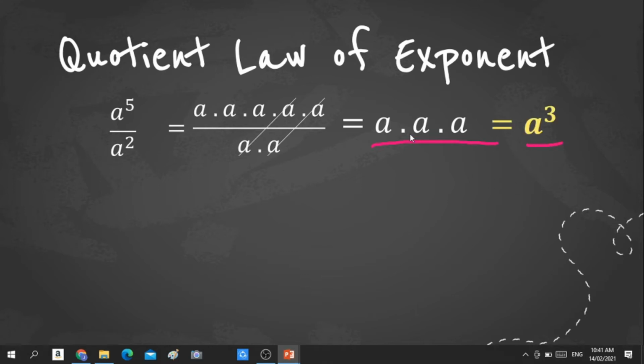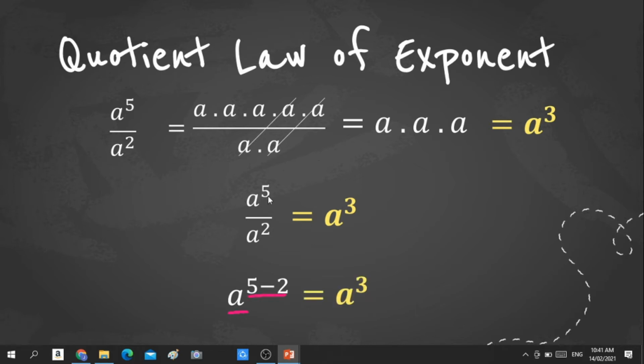A yung base, 3 beses natin multiply sa sarili. So, exponent ay 3. Look, anong nangyari doon? So, we have a raised to 5, a raised to 2. So, anong nangyari? Bakit naging 3? So, kung sa product, we add the exponent. In this case, we just need to subtract the exponent. Kapag division siya, copy the base, and then subtract the exponent. So, we have 5. 5 kasi nasa taas, so una talaga si 5 dapat. 5 minus 2. So, that is 3. A raised to 5 over a raised to 2 is equal to a cube or a raised to 3. So, that is the quotient law of exponent.